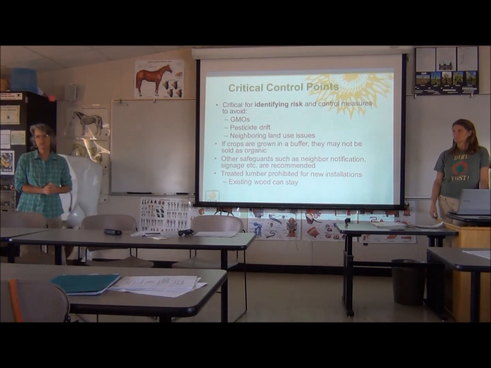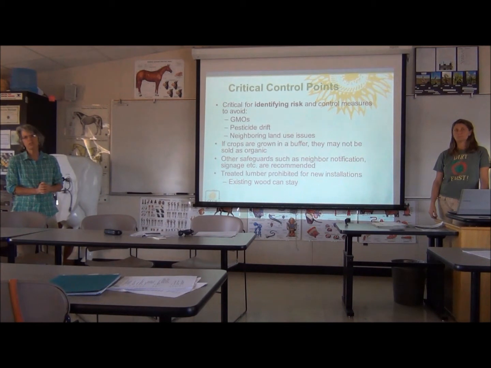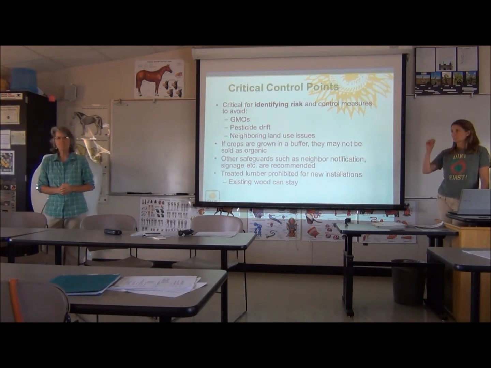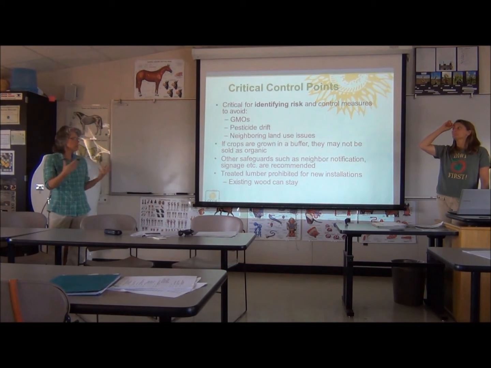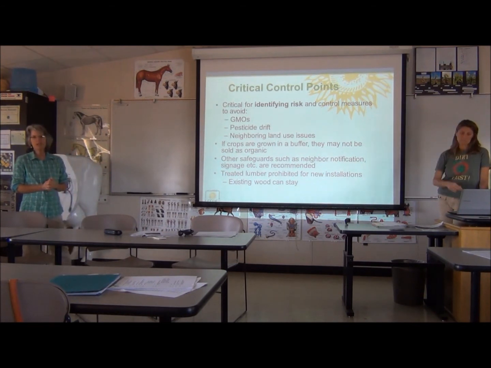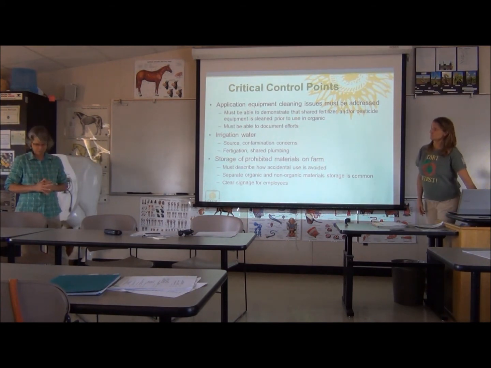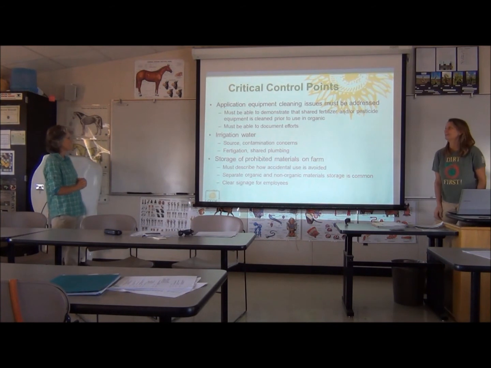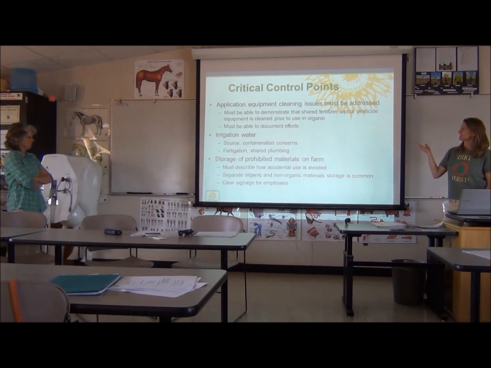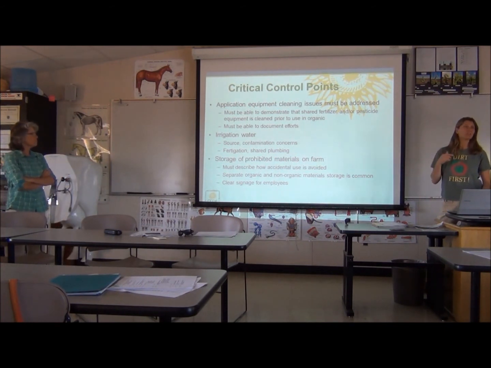Would that be treated lumber even for buildings themselves, or strictly for what is being? Strictly for your crop production. Okay, good. So if you had trellising, anywhere where a crop is going to come into contact, you can't use treated lumber. But if it's, I won't go into more detail. Let's keep going.